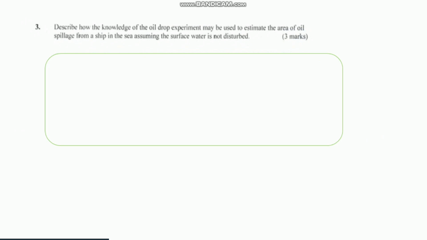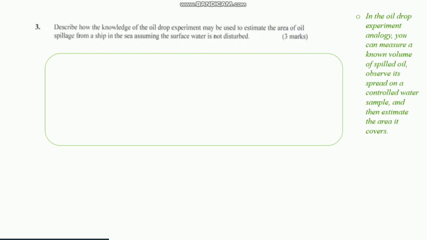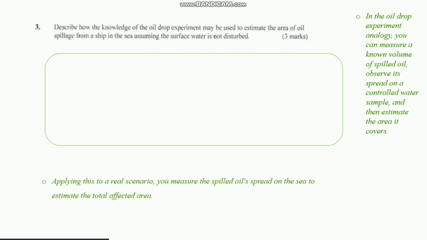The next question, describe how the knowledge of the oil drop experiment may be used to estimate the area of oil spillage from a ship in the sea, assuming the surface water is not disturbed. This is oil drop experiment, Form 2 work. In the oil drop experiment analog, you can measure a known volume of spilled oil by observing it spread on a controlled water sample and then estimate the area it covers. Applying this to a real scenario, you measure the spilled oil spread on the sea to estimate the total area affected.